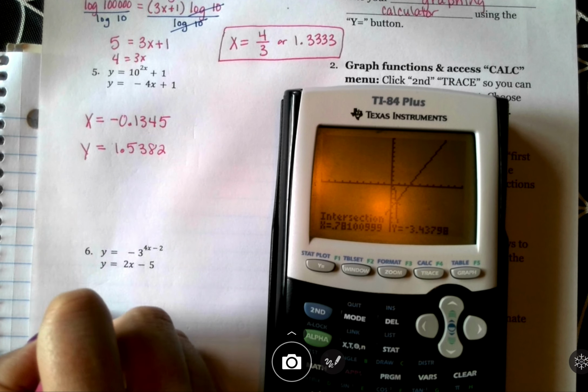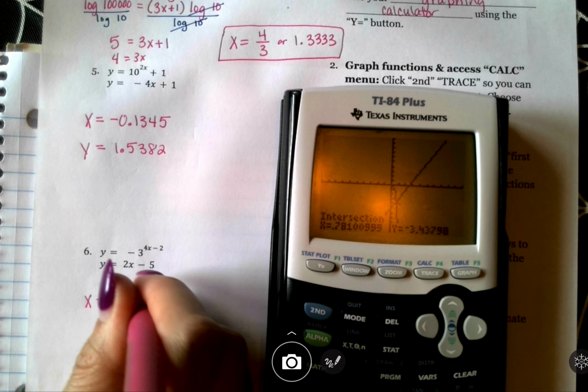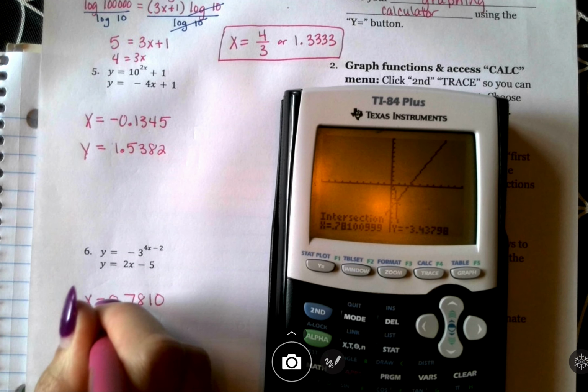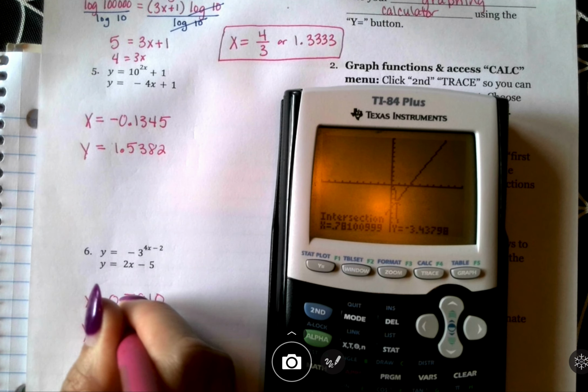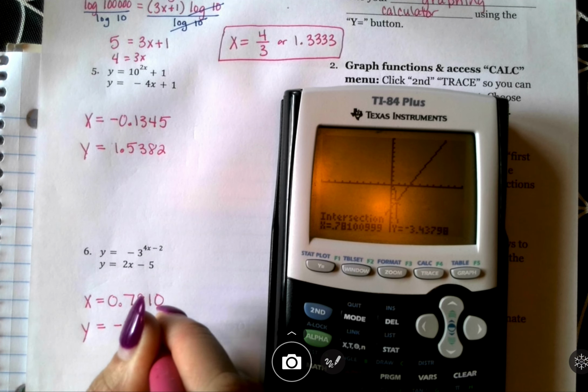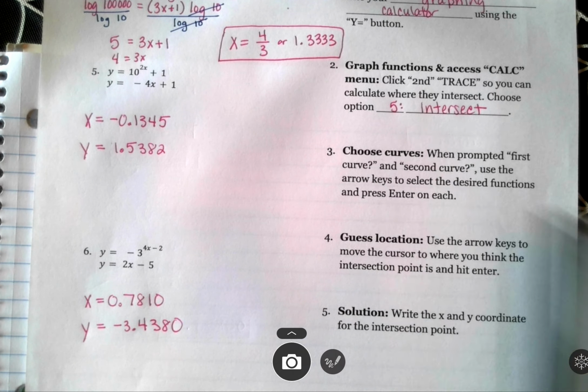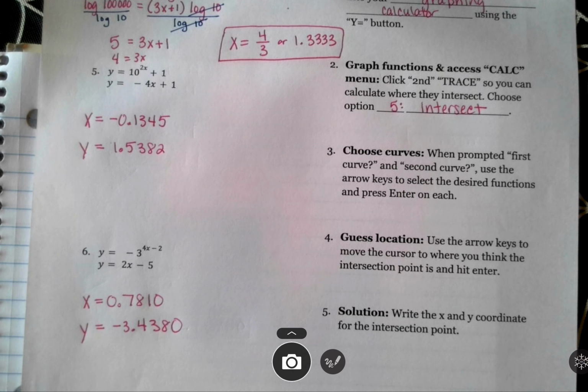So the X value is 0.7810, and my Y value is negative 3.4380, because that would round. And that's our solution. And we did it.